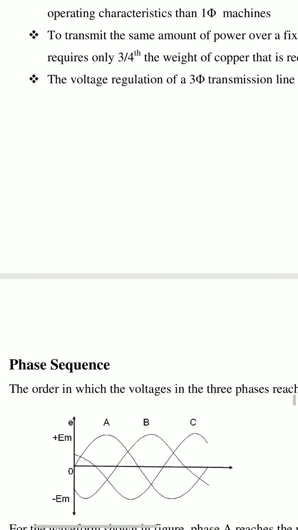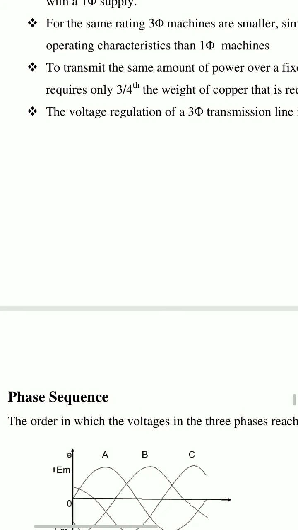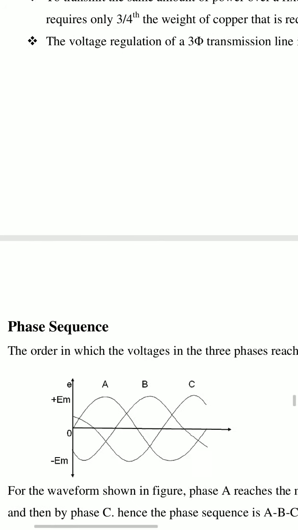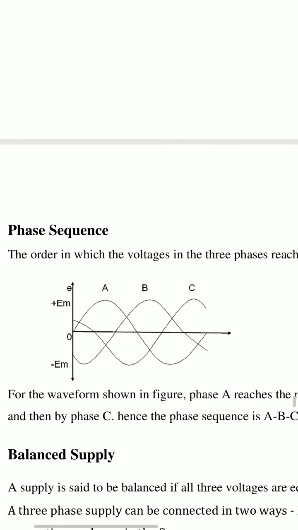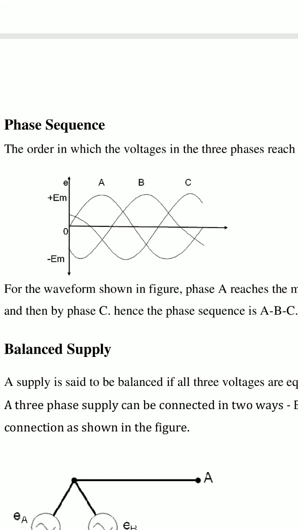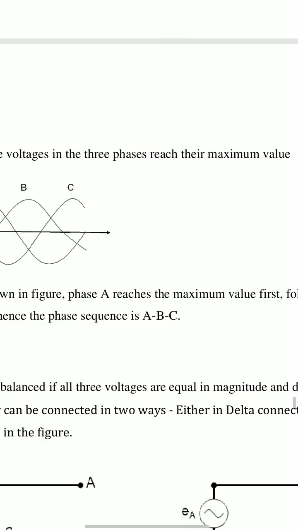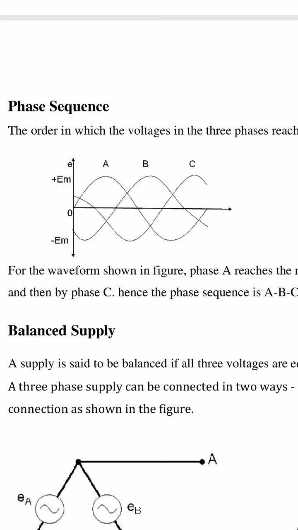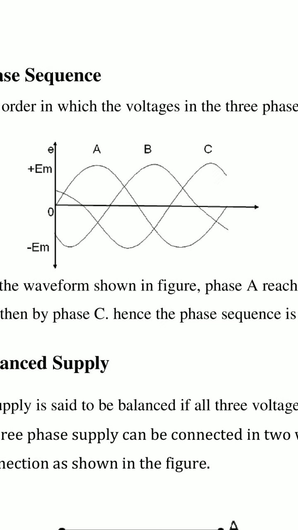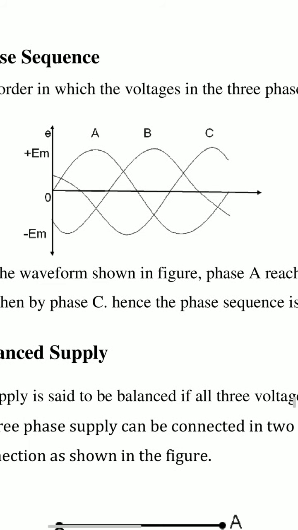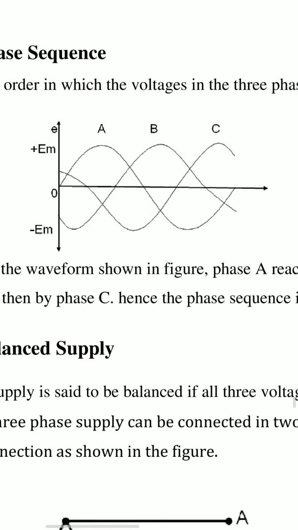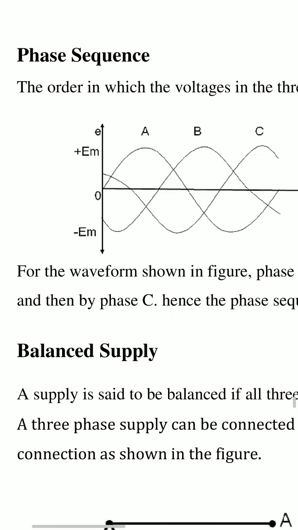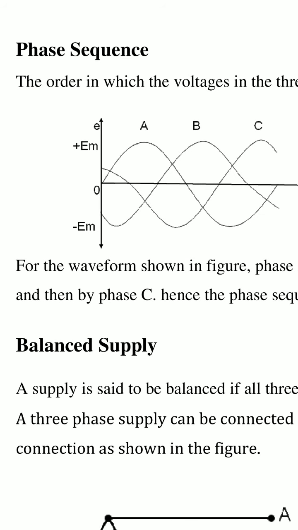Now, about the phase sequence, how can we attain it? Observe this: it is the order in which the voltages in the three phases reach their maximum value. In the figure shown, the waveforms are shown here.